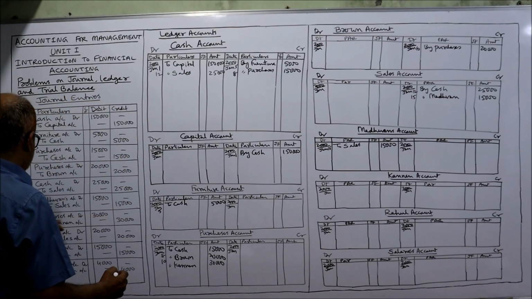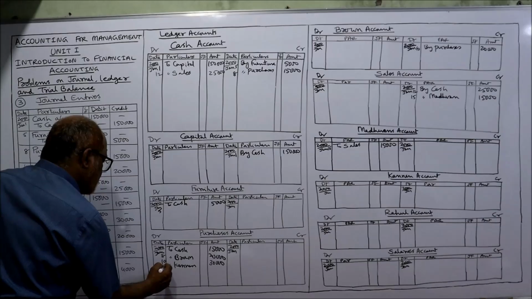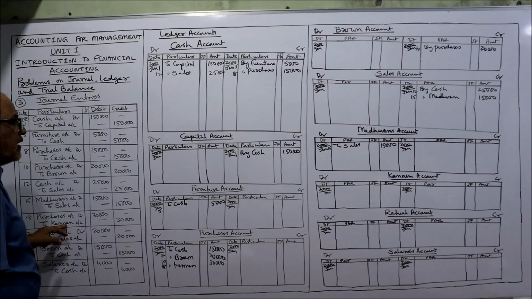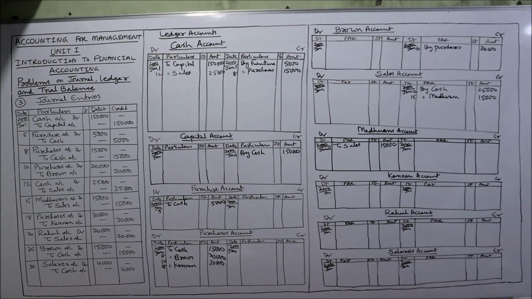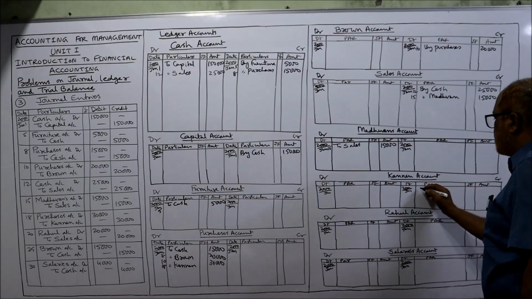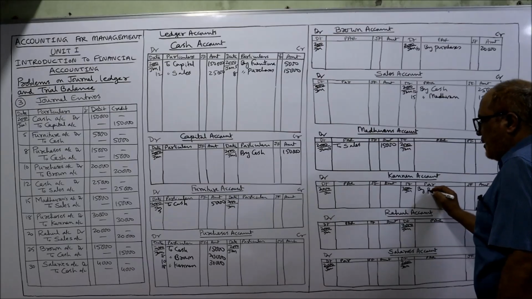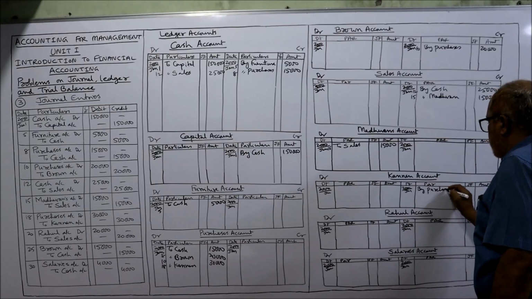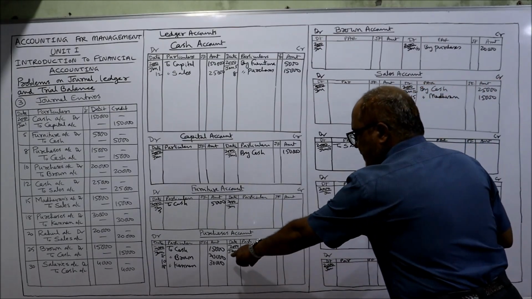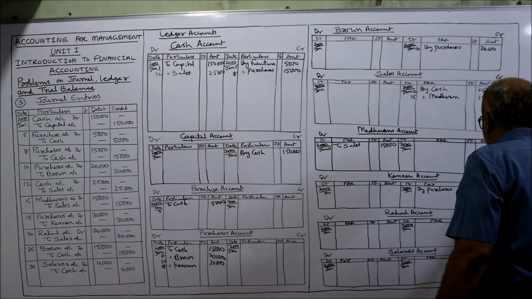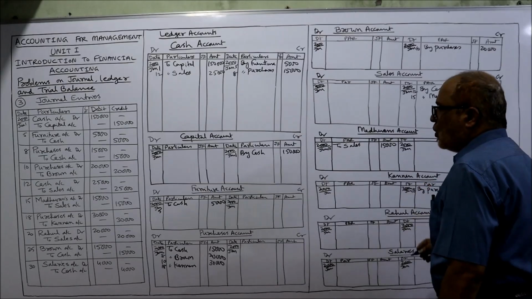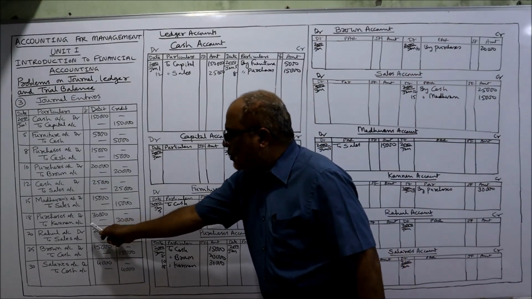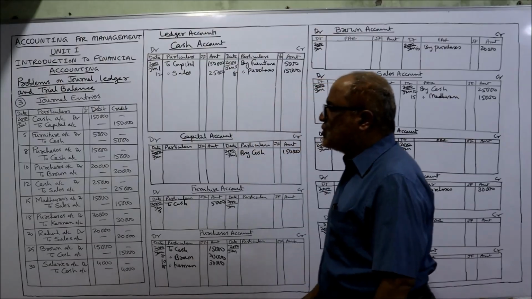The date is 18th. So here purchases account is debited. Kannan's account should be credited. Here Kannan's account credit side, by purchases 30,000. The date is 18th. Over 18th completed.